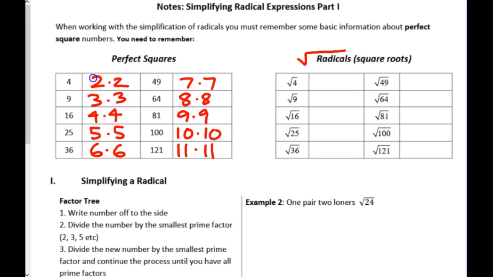So if you have a perfect square number underneath a radical, then you get a whole number, right? So square root of 4 is answering the question, what times what is 4? So it's going to be 2. And then square root of 9, 3 times 3 is 9, so square root of 9 is 3. And you get the idea with the pattern here. But I do want you to be able to just see them and know it, right? So if you see a perfect square under a square root, it's a whole number, okay?